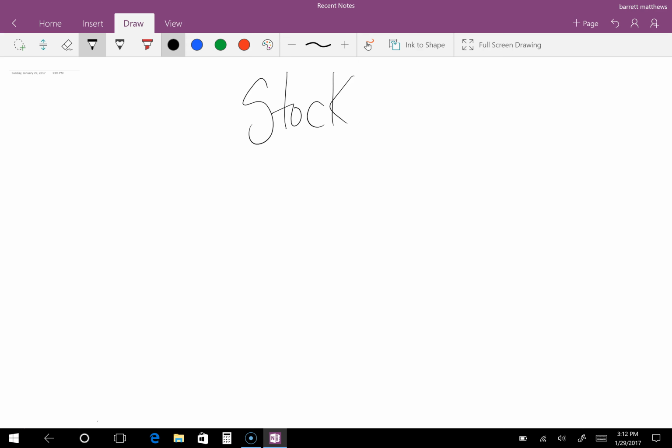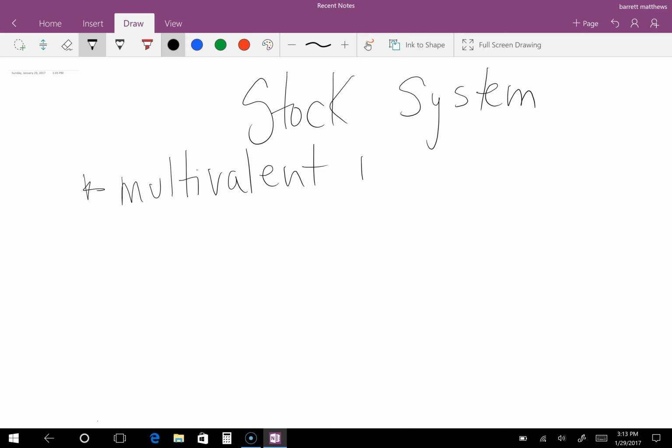Hey, welcome back. Let's take a look at the stock system. The stock system is a way to write the charge for multivalent metals.